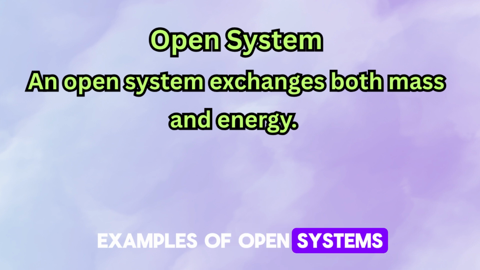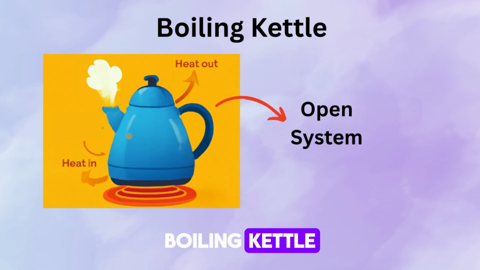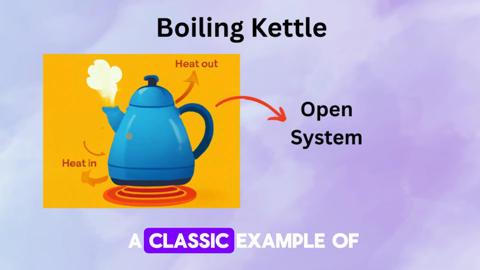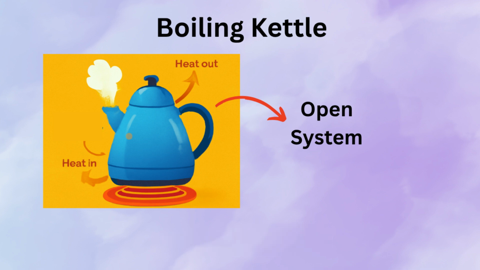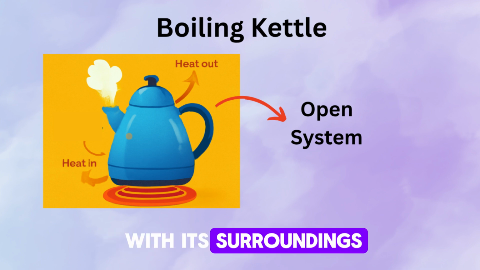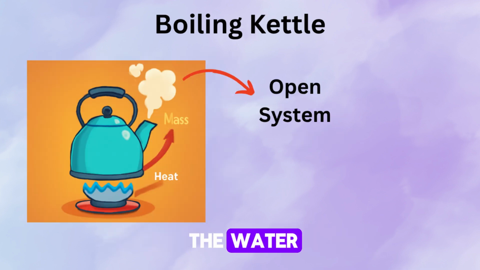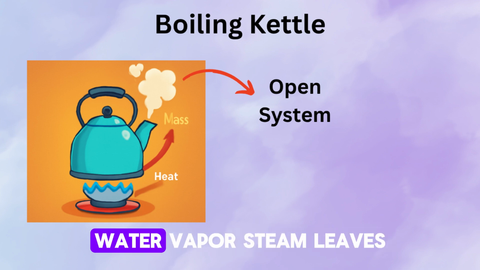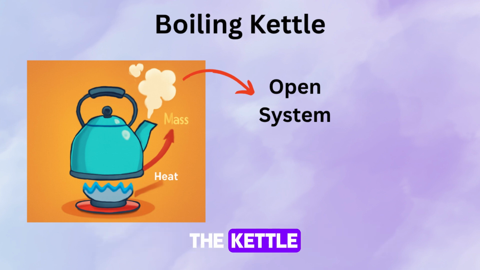Examples of open systems. 1. Boiling kettle. A boiling kettle is a classic example of an open system. It exchanges heat energy with its surroundings, from the burner to the water, and it also exchanges mass. Water vapor, steam, leaves the kettle while the liquid water stays inside.